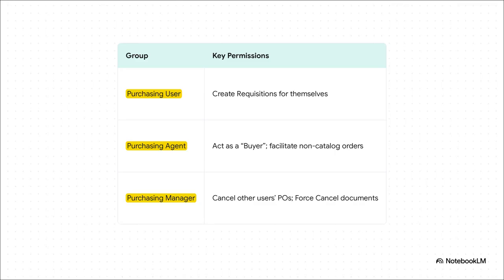And this table is a perfect illustration of what I'm talking about. In the purchasing department, a basic purchasing user can buy things for themselves. An agent has a bit more responsibility. They act as a buyer for other people. But a purchasing manager, now they have supervisory powers. They can actually go in and change or even cancel someone else's order. Each level you go up grants a whole new, pretty significant set of capabilities.